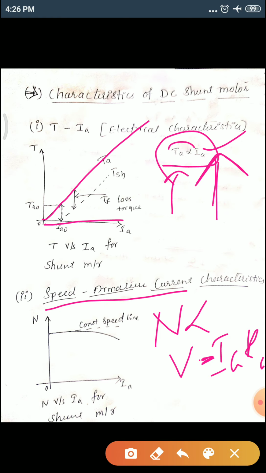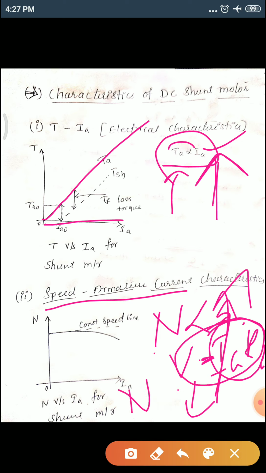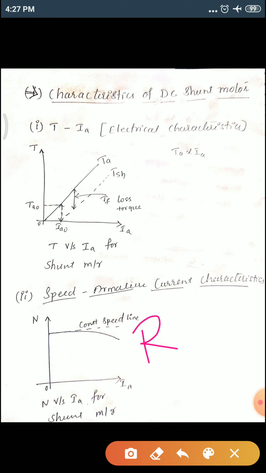Here, as the load increases, as we have discussed earlier, what happens? IA starts increasing. When IA increases, the voltage drop across this starts increasing. Then V minus this drop starts reducing. And then what about speed? Speed is directly proportional to this combination, so speed also starts decreasing. But this is what should happen. What happens here is RA is very small. Whatever change in current happens, that is multiplied by this small RA.